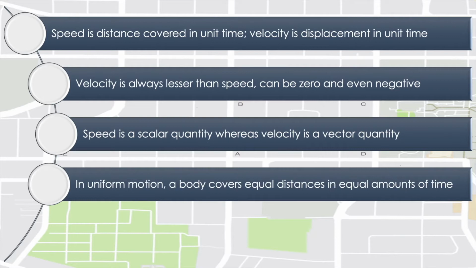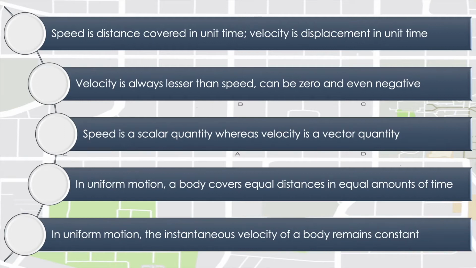In uniform motion, a body covers equal distances in equal amounts of time. And we can say that in uniform motion, the instantaneous velocity of a body remains constant. So in uniform motion, it is also essential for the direction to be constant. So that's all in this video.